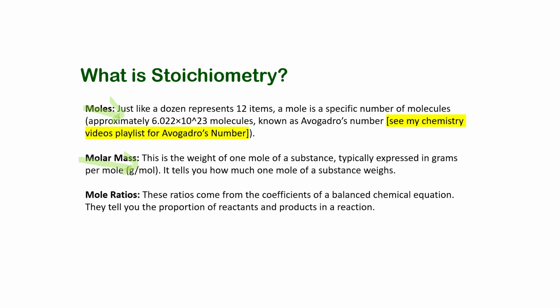Secondly, molar mass. This is the weight of 1 mole of a substance, typically expressed in grams per mole. It tells you how much 1 mole of a substance weighs in grams. And finally, mole ratios. These ratios come from the coefficients of chemical equations or reactions. They tell you the proportion of reactants and products in a reaction. These are also called stoichiometric ratios.